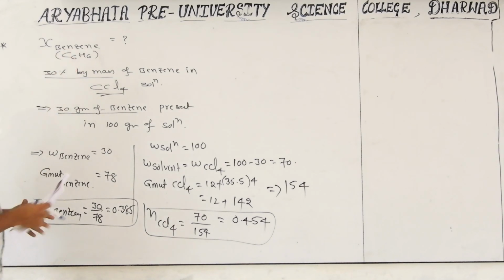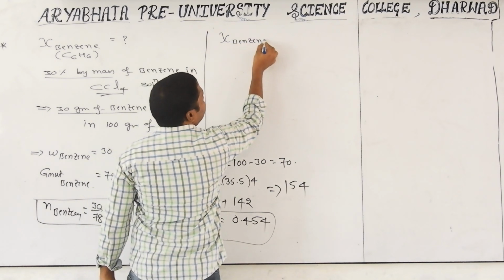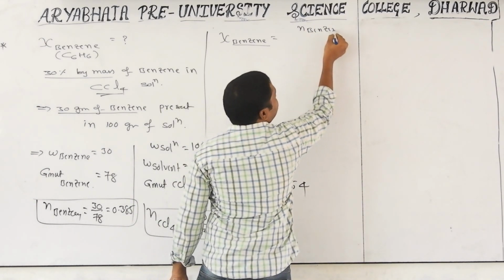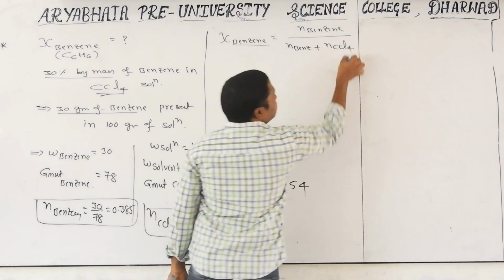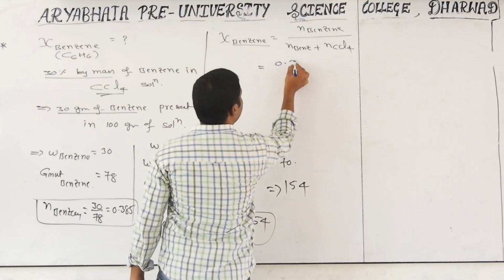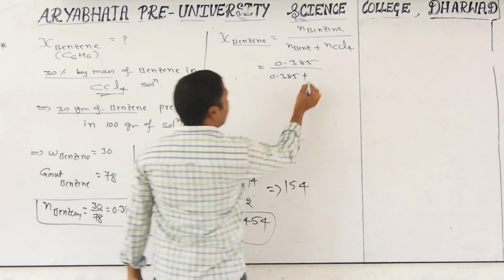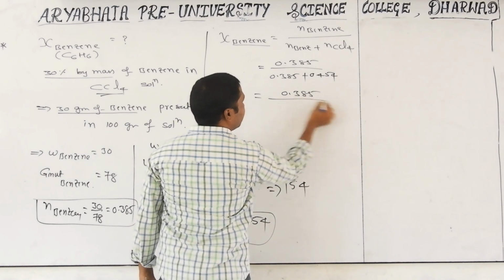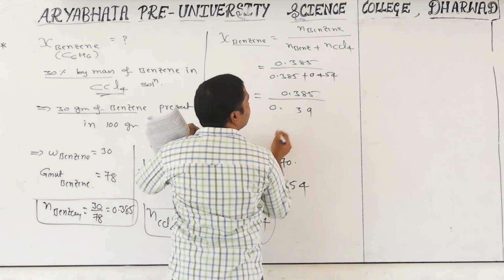Mole fraction of benzene. What is the formula for the mole fraction of benzene? Mole fraction of benzene is equal to the number of moles of the component, the number of moles of benzene, divided by the number of moles of benzene plus the number of moles of CCl4, that is the total moles. The number of moles of benzene is 0.385 by 0.385 plus 0.454. Do the simplification, 0.385 by 0.839.